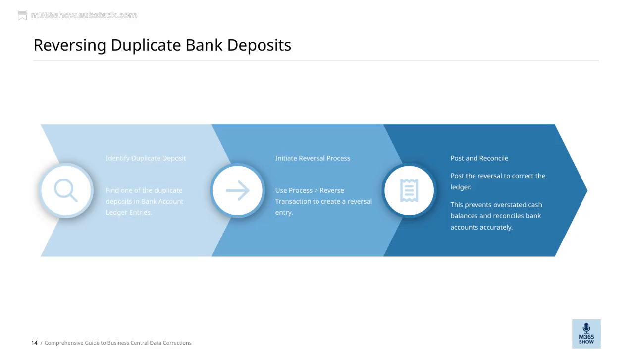To do this, you'll go to Process, then select Reverse Transaction, which will generate the necessary reversal entry. The key is to find one of those duplicate deposits in the bank account ledger entries. Once you've located it, you can initiate the reversal process. Remember, this method helps maintain data integrity and keeps your financial records precise. So, always verify the duplicate deposit carefully before posting the reversal, and you'll keep your ledger clean and accurate.